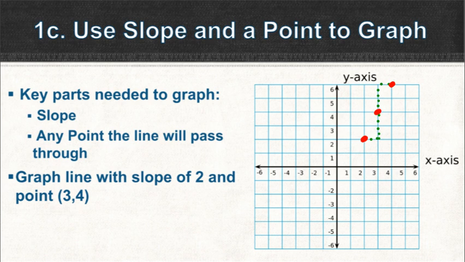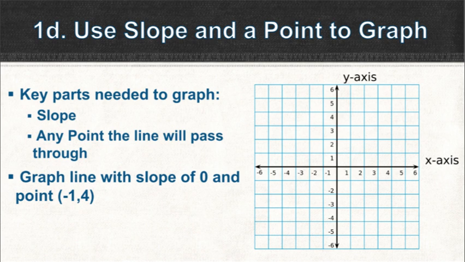The more points you have, the easier it is to draw your line. So if you want your line to be more accurate, the more points you put down, the better, but you just need a minimum of 2. So there would be our line, the slope of 2 going through the point 3, 4.